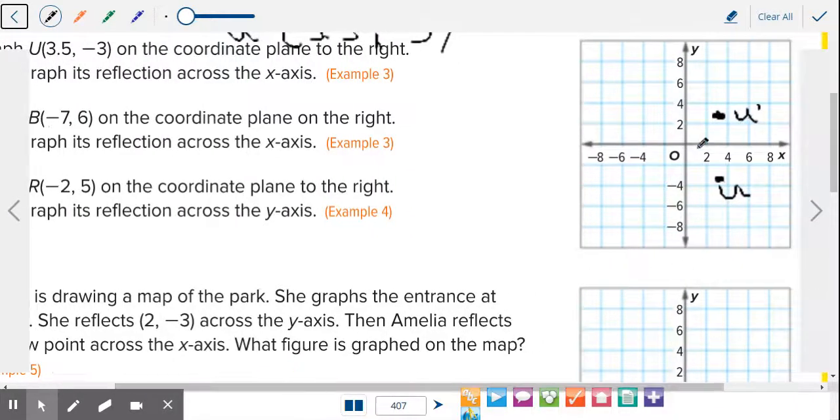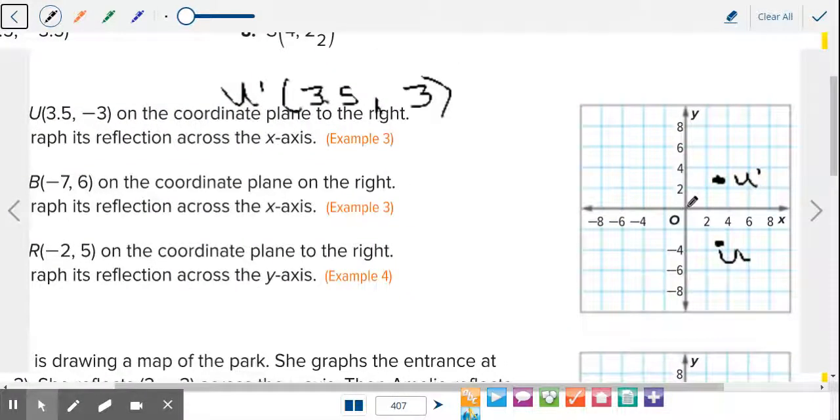So -2, 5. So start at 0. Our x value is -2. So do we go left or right? To the left. Okay, so we go over -2 right here. Our y value is 5, so I've got to go up. And there's point R.